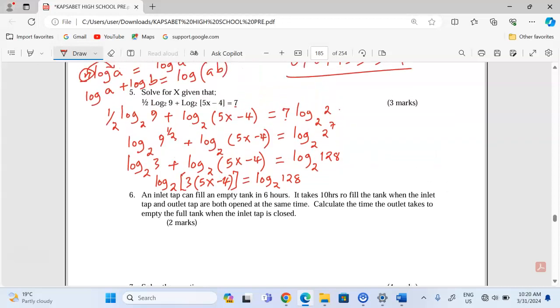So now we can drop logarithms and equate the right hand side to the left hand side, whereby we shall have 15x, that is after opening brackets here, minus 12 being equal to 128. So to remain with the 15x, we have to take negative 12 to the other side, whereby it gets added. This becomes 140. Yes. So now we can remain with x by dividing through by 15. Then this becomes 9 and a third.